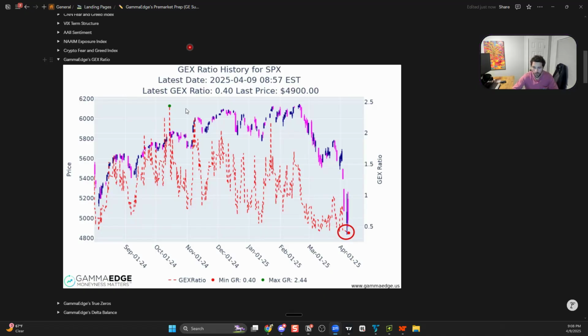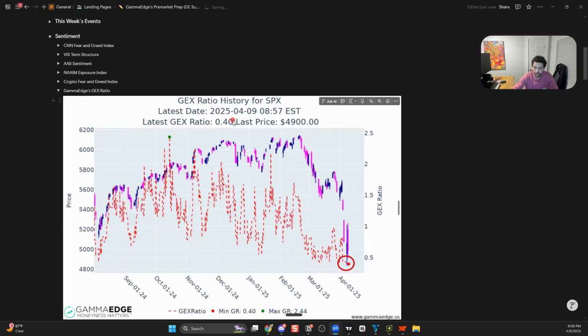A couple other sentiment indicators that we developed at GammaEdge that are part of our market trend framework. First being the GEX ratio. If you're not familiar with that, that's just total call gamma relative to total put gamma in the complex. Think of it like the put call ratio, but it is superior. The reason it's superior is because gamma inherently adds a time component.